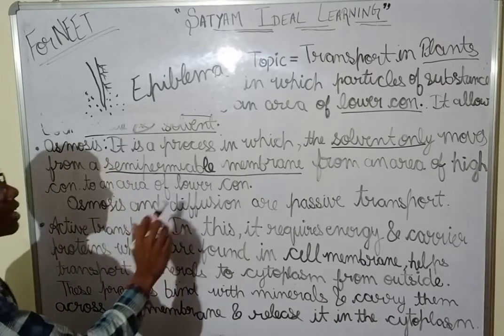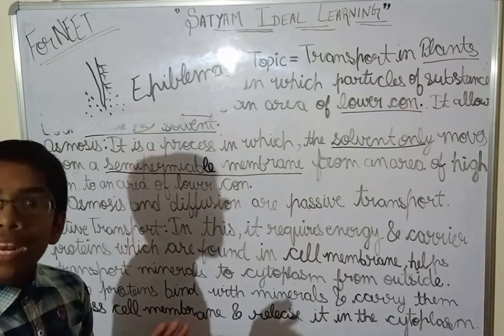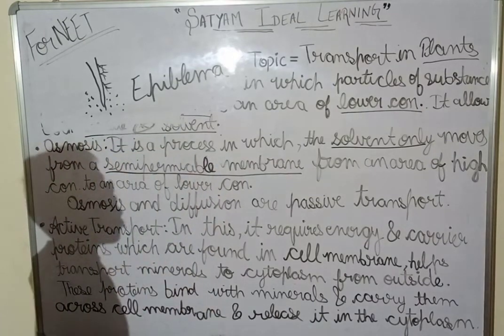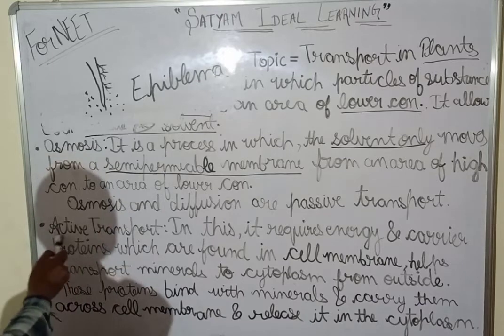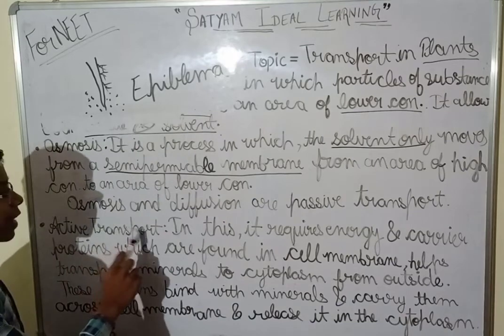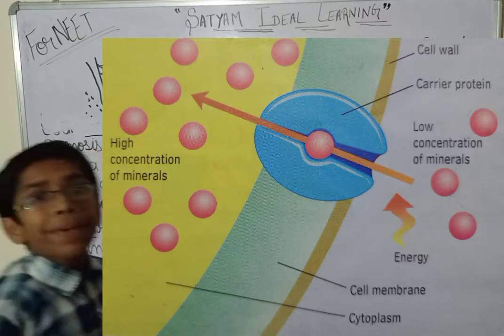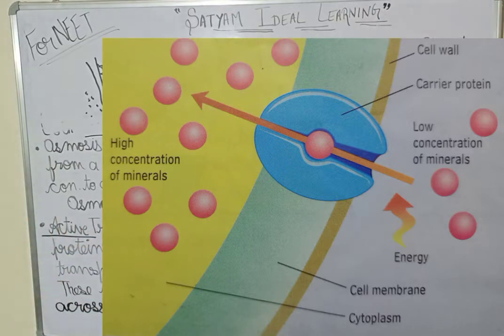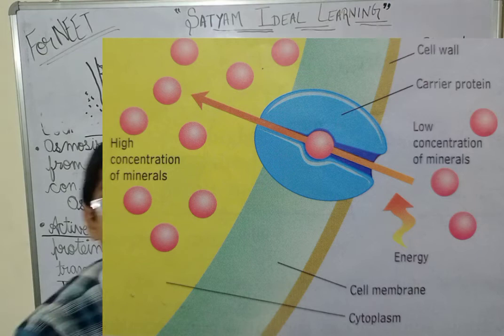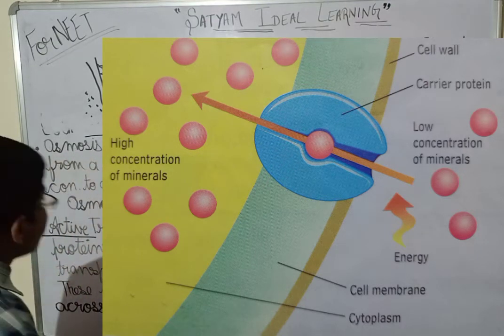Okay, so osmosis and diffusion are the passive transport, which means that they do not need energy. Okay, now come on the last, active transport. See guys, in active transport what happens? As the name suggests, active, it means it requires energy. So the plant will expend energy in this kind of transport.